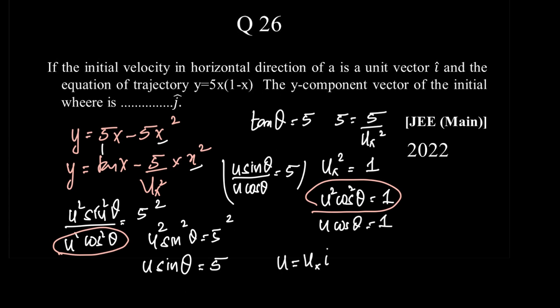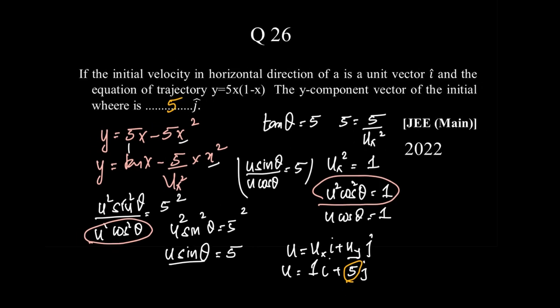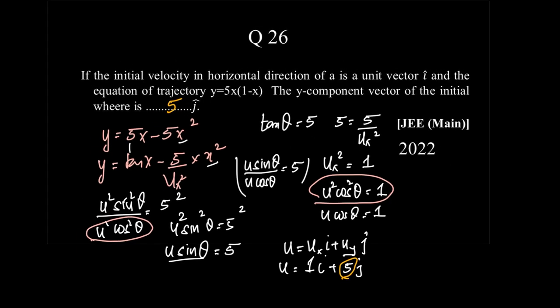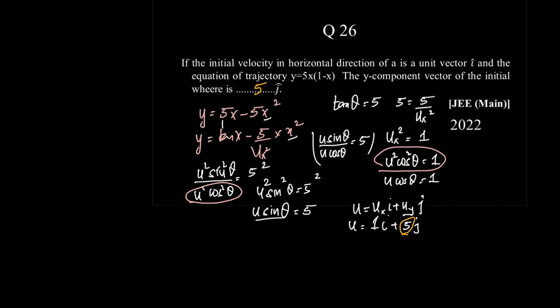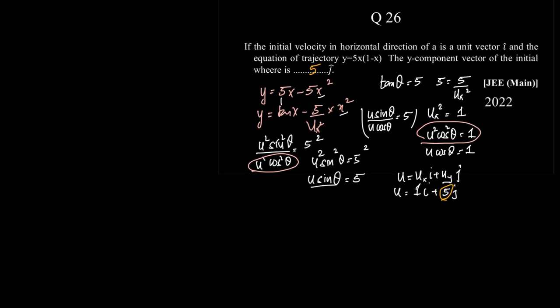What is u equal to? u is equal to ux i cap plus uy j cap. What is ux? Ux is u cos theta, so we have here 1i plus, what is uy? Uy is u sin theta, which is 5j, and therefore the y component is 5j. Straightforward question.